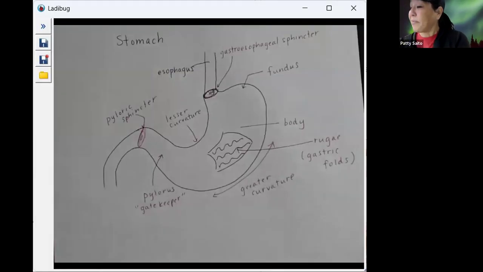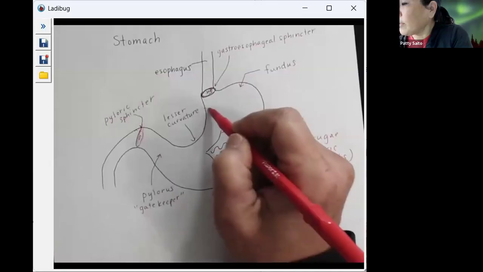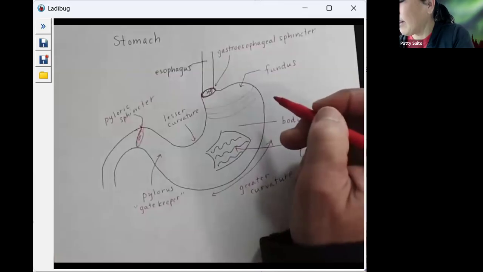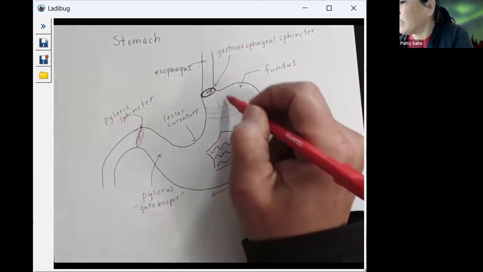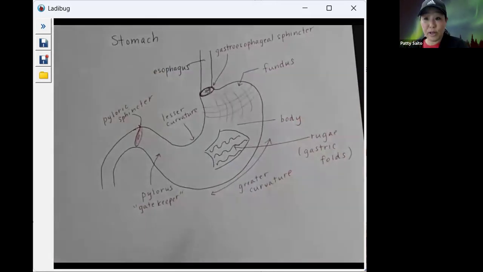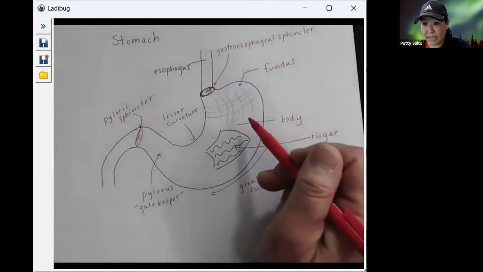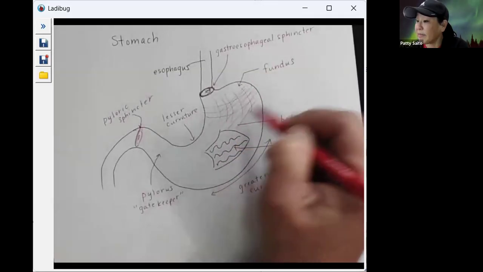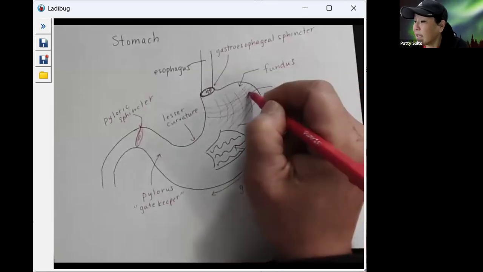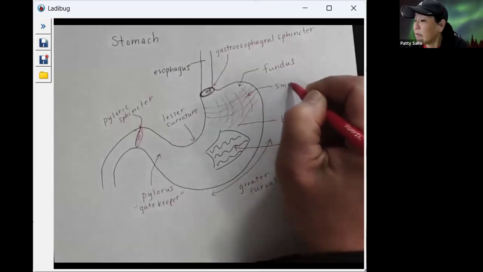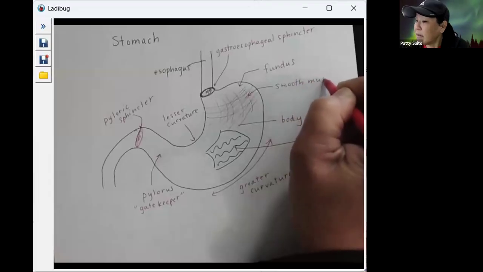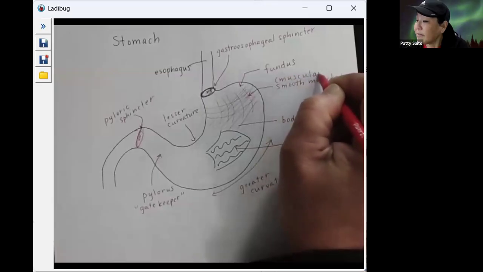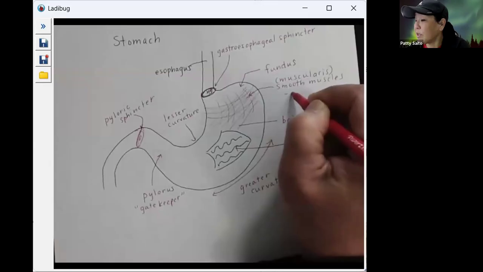Notice there are circular muscles, right? There's, in the muscularis layer, longitudinal muscles. But as I mentioned earlier, there's an extra muscle here called an oblique muscle, which is diagonal. So these are the muscles. Smooth muscle, the muscularis, which is made up of circular.